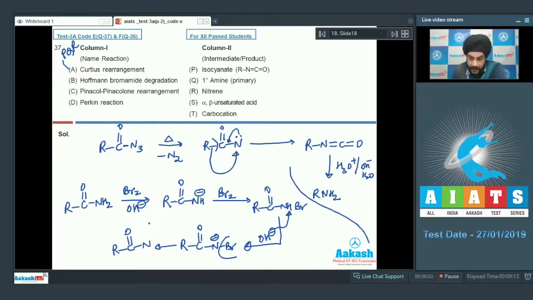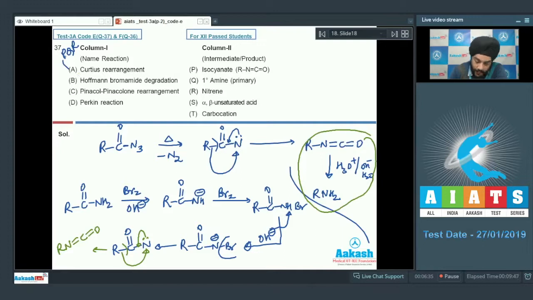And then further the same steps will follow as we had discussed before. The lone pair over nitrogen will attack on this carbonyl carbon, and the alkyl group will shift on the nitrogen, leading to the formation of isocyanate again. The isocyanate will undergo hydrolysis again to give us the primary amine. So if we talk about matchings of option B, we're going to have the formation of isocyanate, a primary amine again, and the formation of a nitrene. So the matching of option B will also be P, Q and R, like the A option.